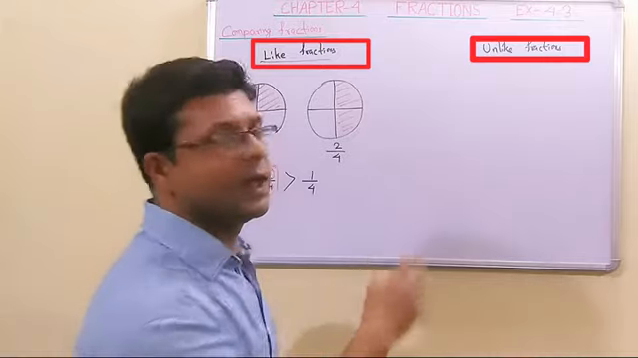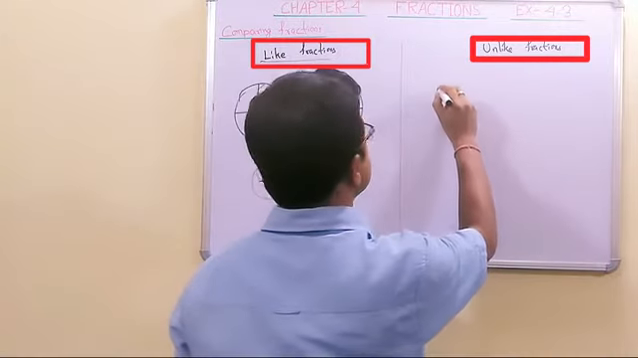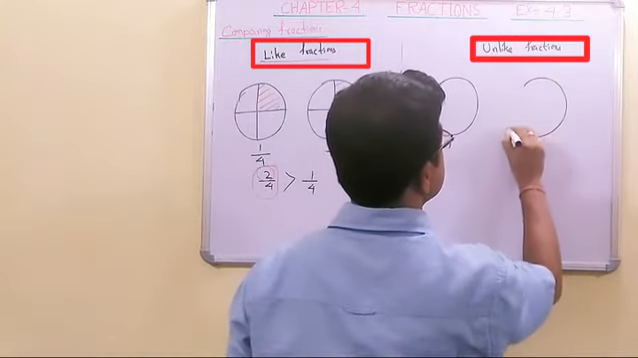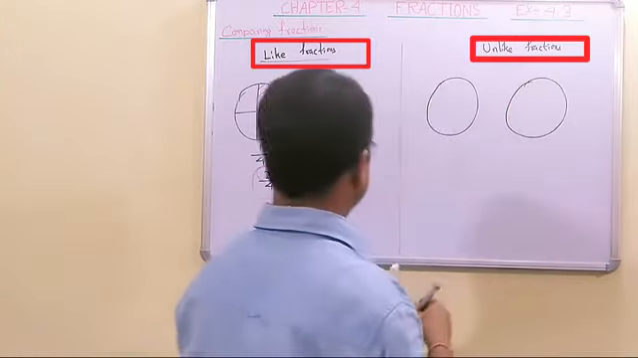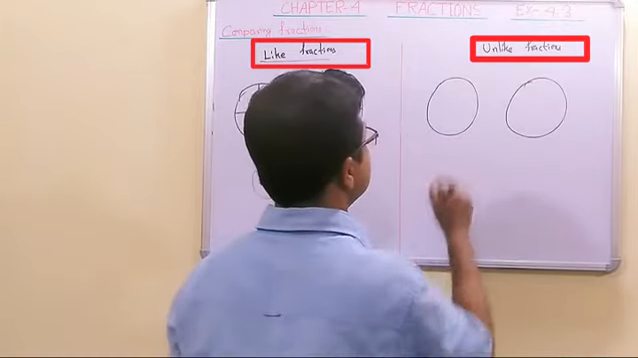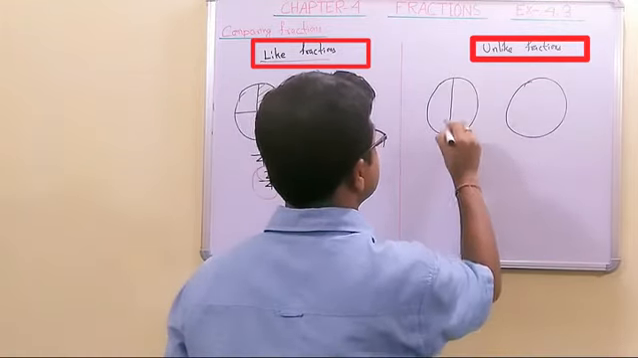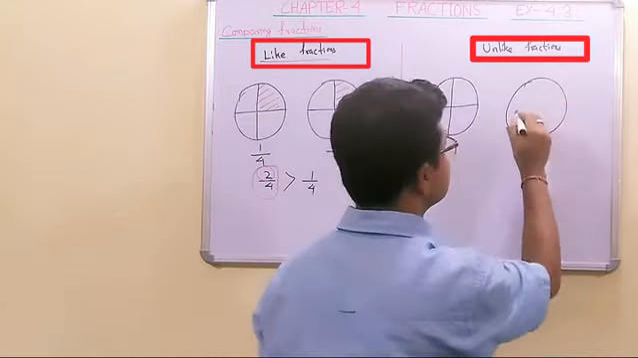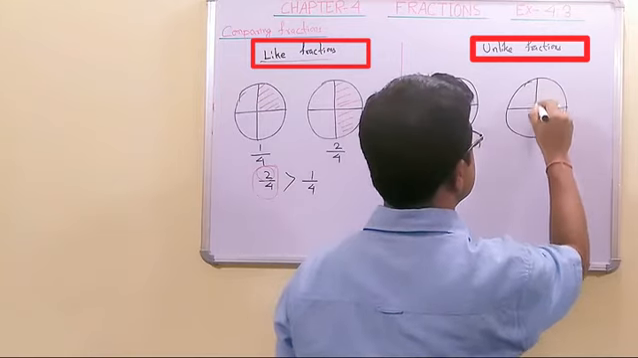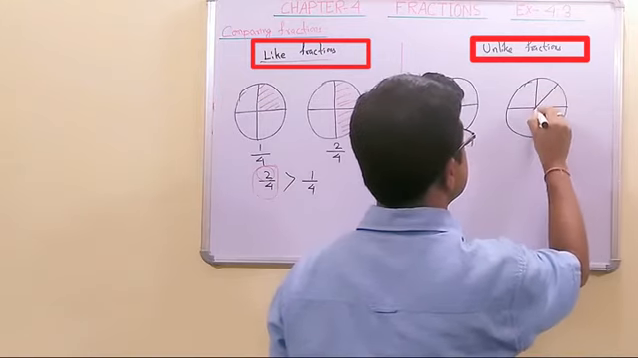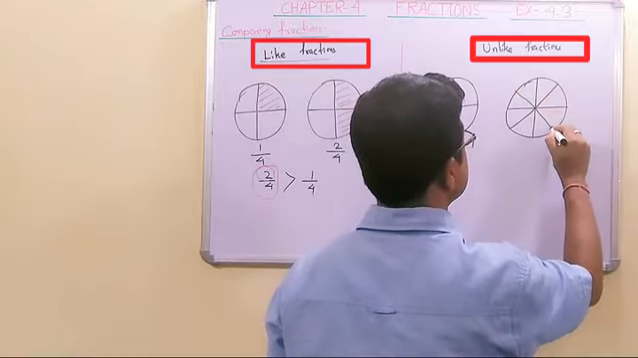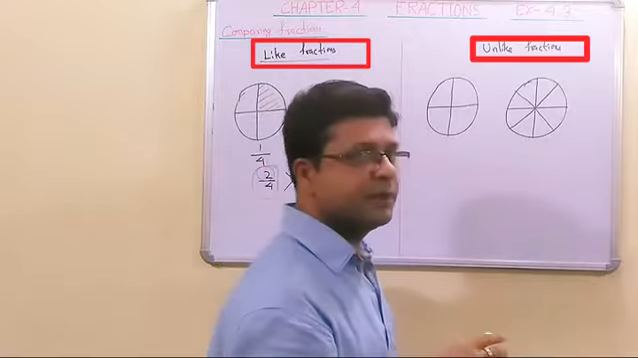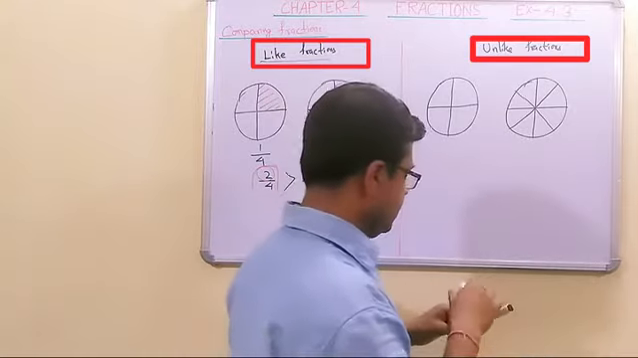Now let us move to the unlike fractions. Now students, let us draw two circles, and let us make a few parts. Here let us make 4 parts. There are more than 4 parts we have to make to get the unlike fractions, isn't it, students? So this is the case of unlike fractions. Unlike fractions means denominators are not equal.